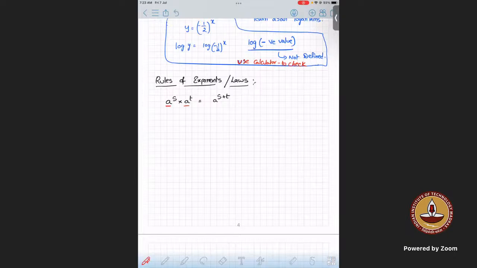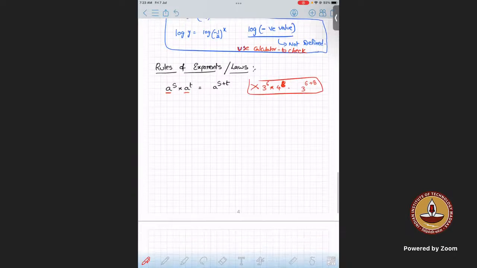Agree? If 3 power 6 into 4 power 8, you can't do 6 plus 8 whole power 3. This is wrong. Bases must be the same. Then a power s divided by a power t is equal to a power s minus t.